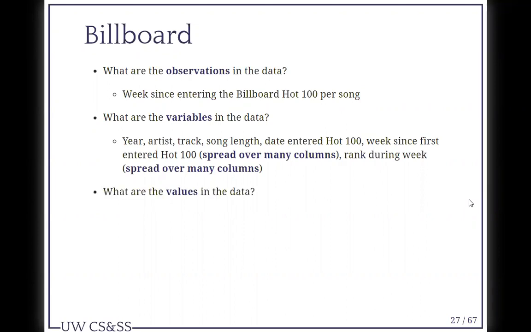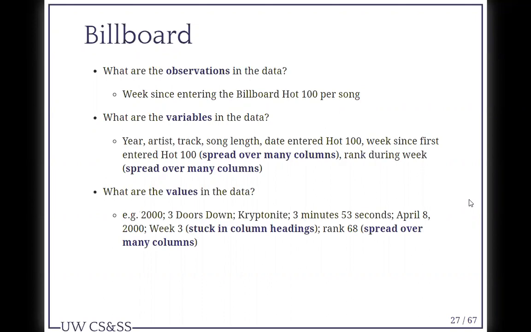Now, what are the values in the data set? Note that these are not things that are necessarily described by the column names, and we'll need to make sense of them. So our values are stuff like 2000 is the year, the artist is 3 Doors Down, the track is Kryptonite, the song length is 3 minutes and 53 seconds, the date it entered is April 8th, 2000. And now in week 3, this is stuck in the column headings, this piece of information that's actually related to our observation level. And rank 68, which is spread over many different columns.